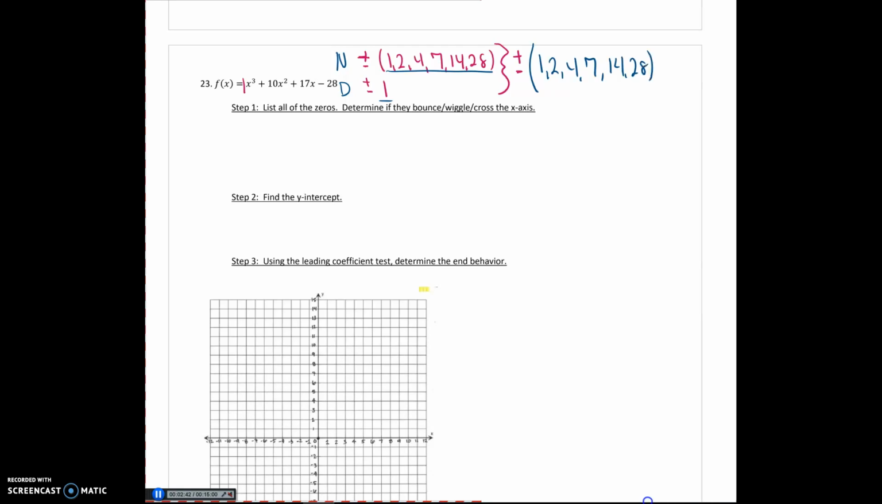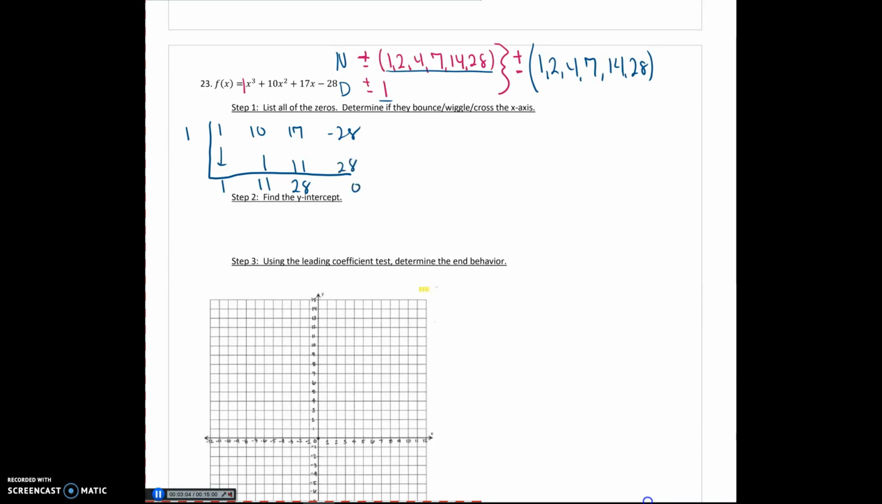So the idea is, does 1 work? Does negative 1 work? And on the test, we will have 1 or negative 1 work. But we're going to start with 1 and see if it works. So there goes 1, 1, 10, 17, negative 28. Bring down the 1. Add those up. That's 11. Multiply. That's 11. We get 28. So as it turns out, 1 did work.